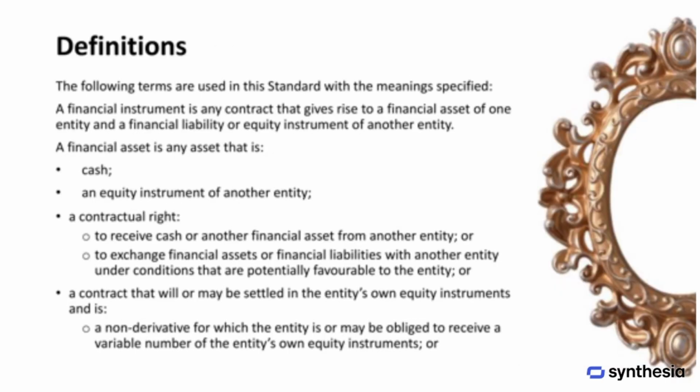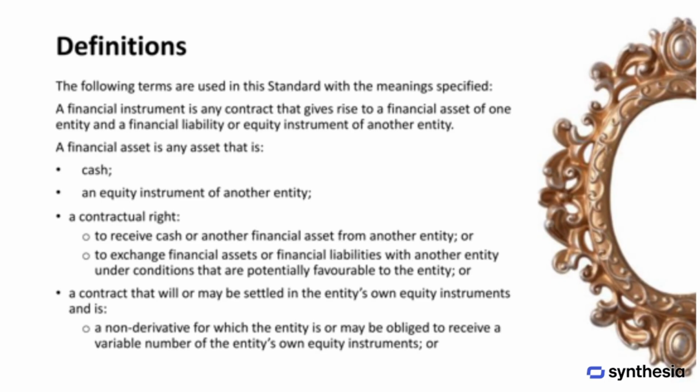This standard uses specific definitions for key terms. A financial instrument is any contract that creates a financial asset for one entity and a financial liability or equity instrument for another. A financial asset includes cash, an equity instrument of another entity, or a contractual right. This right may allow an entity to receive cash or another financial asset, or to exchange financial assets or liabilities with another party under potentially favorable conditions.